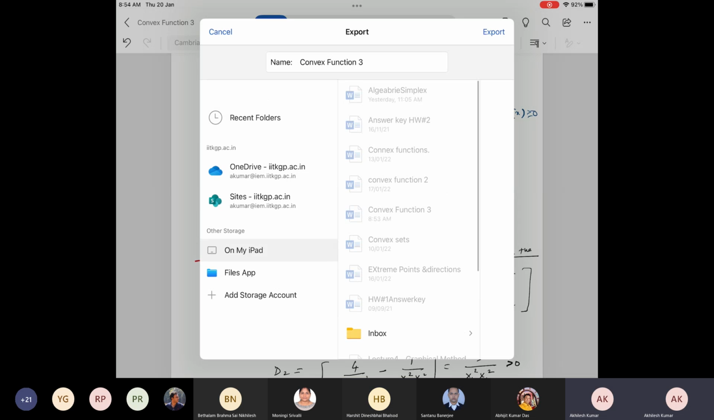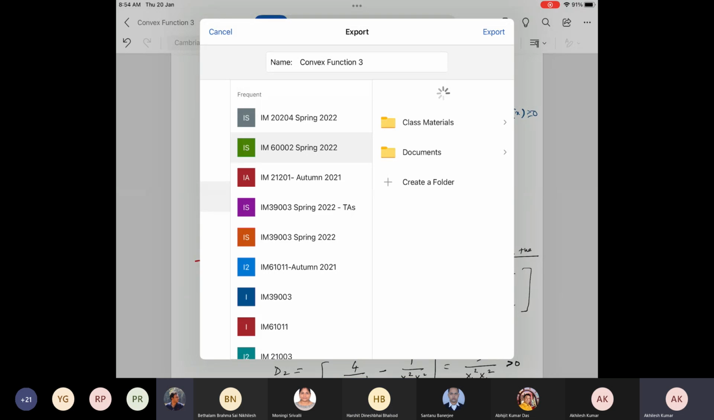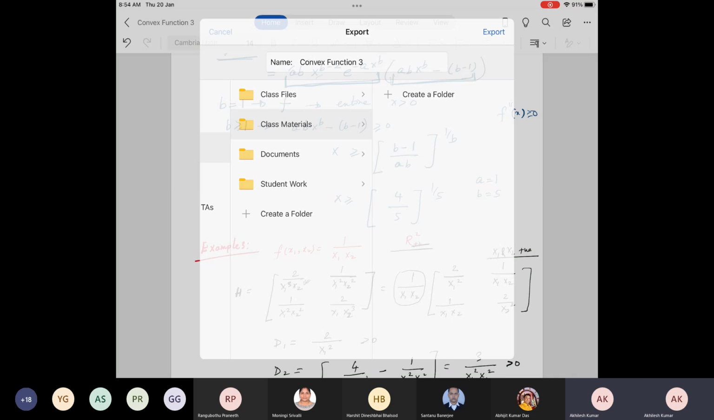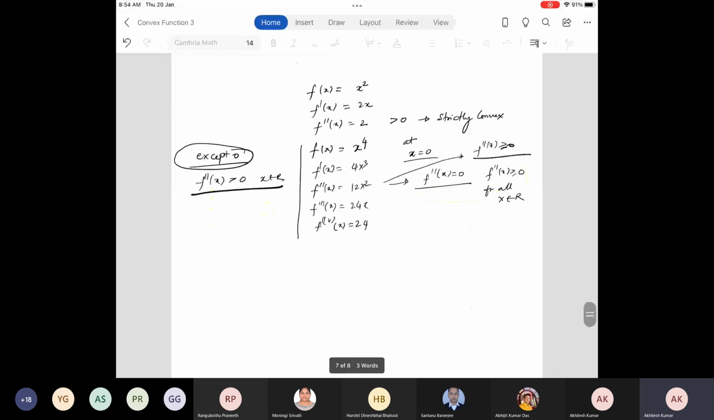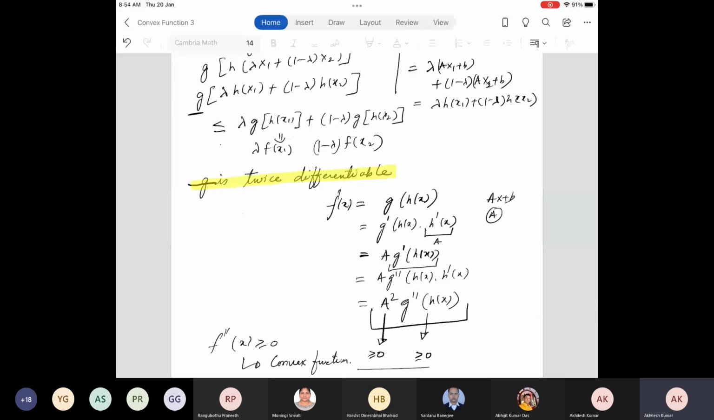Hello, sir. Can you explain that h x part? Which part do you want me to explain? Sir, the last thing. How can we take that as... just a second, let me get this. Okay, the right side part.